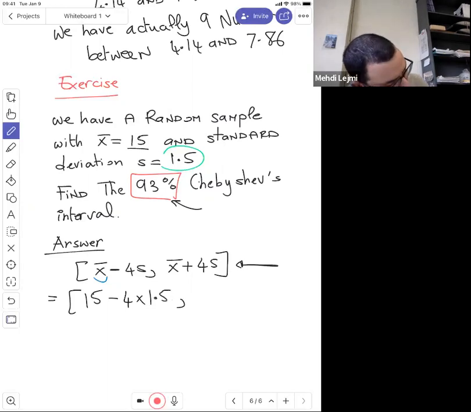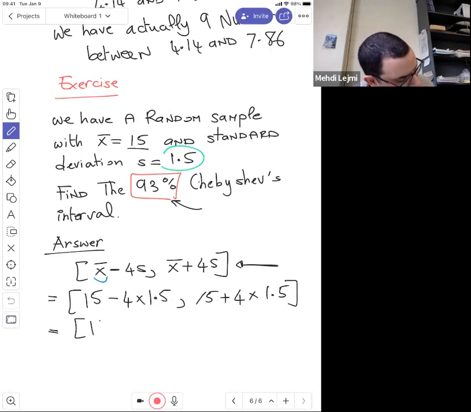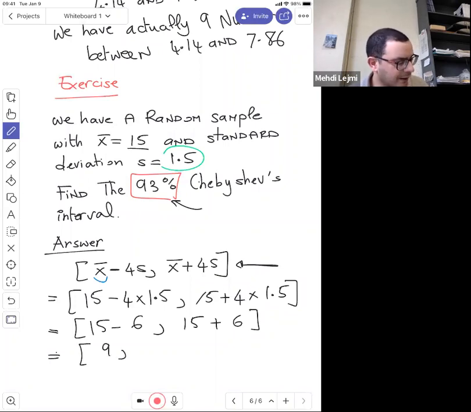The upper bound would be X bar, again 15, plus 4 times 1.5. Of course, you multiply first, that's the rule. So 15 minus 4 times 1.5, that would be 6. And 15 plus 4 times 1.5, again, it's 6. Now the lower bound, 15 minus 6, is equal to 9, and the upper bound, 15 plus 6, is 21. And that's it, you're done.